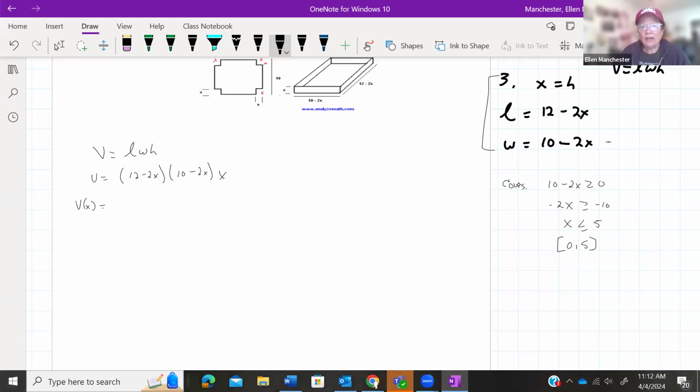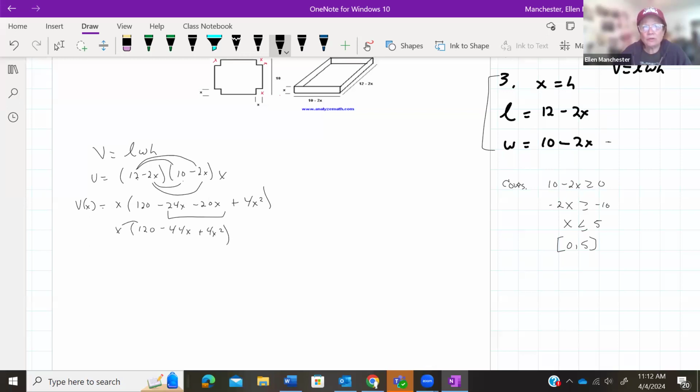And then what I'm going to do is just start simplifying this. So this x by itself, I'm going to save for later. And so I'm going to do my FOIL. So 12 times 10 is 120. The outside is negative 24x. The inside is negative 20x. And the last is a positive 4x squared. And then I'm going to add my like terms. So minus 44x plus 4x squared.